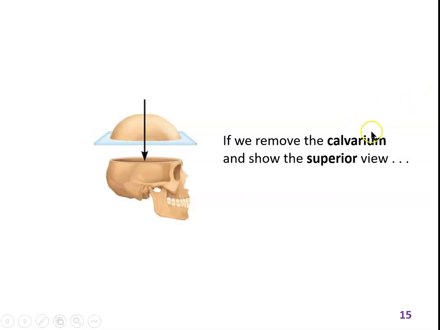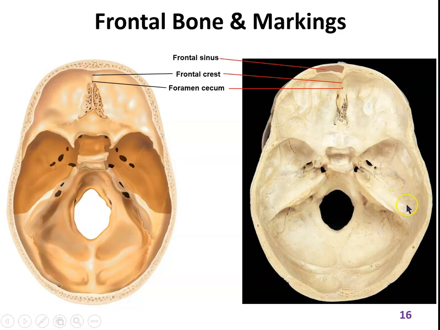One thing that is possible with any skull model you get, the little plastic ones that I recommend buying or the big plastic ones that we use in the anatomy lab, you can take off the skull cap or calvarium. So the calvarium would be this. You can take it off and see a superior view. This view is going to show you a lot of the cranial bones. So it's good to keep coming back and looking at the different views and piecing together what you've seen.